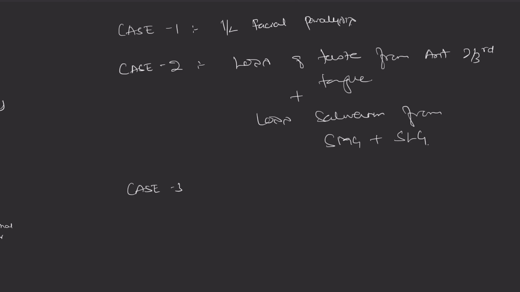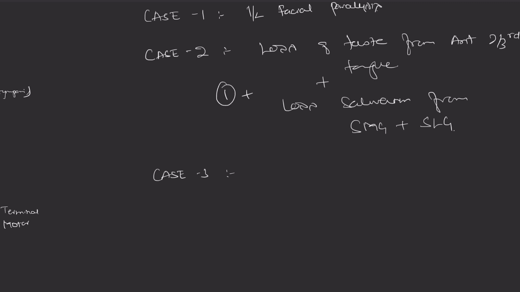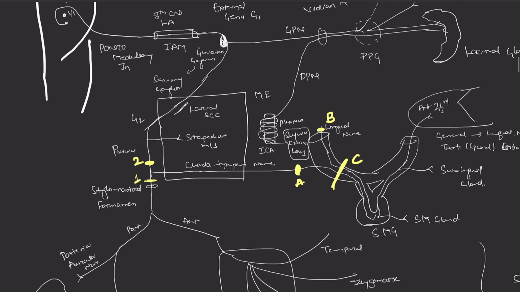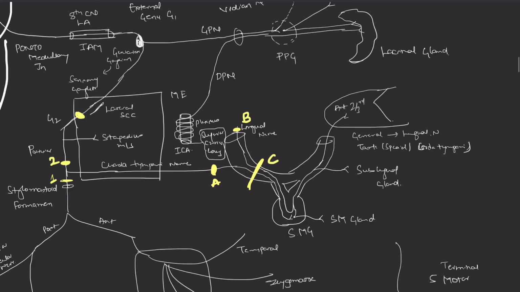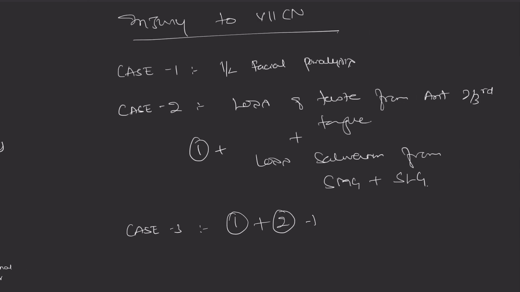Now case 3, remember this is along with case 1 and case 2. In case 3, the lesion is before the nerve to the stapedius muscle is given off, so somewhere in the middle ear. What will happen? Both the symptoms of case 1 and case 2, plus hyperacusis.